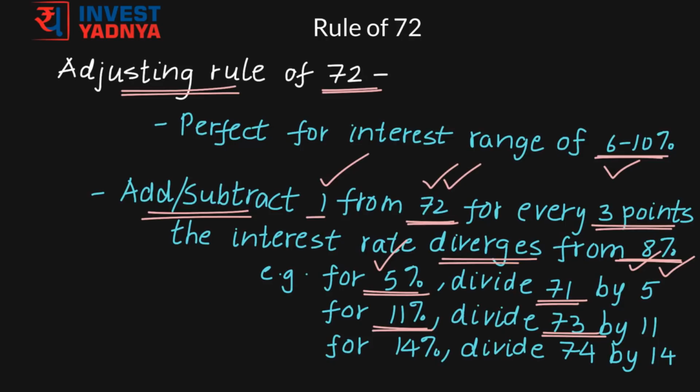If the interest rate is higher by another 3%, that is it is 14%, then you add another 1. You get a value of 74 and you now divide 74 by 14 to get the number of years required to double your investment if you get a compound interest rate of 14% on your investment.